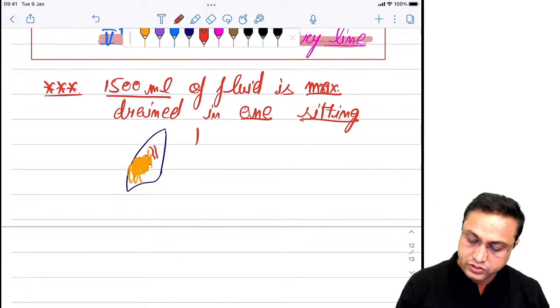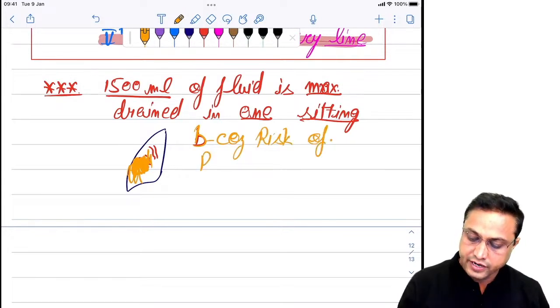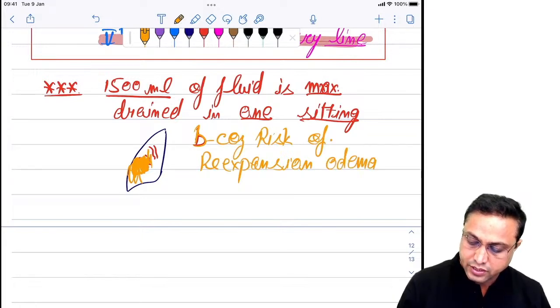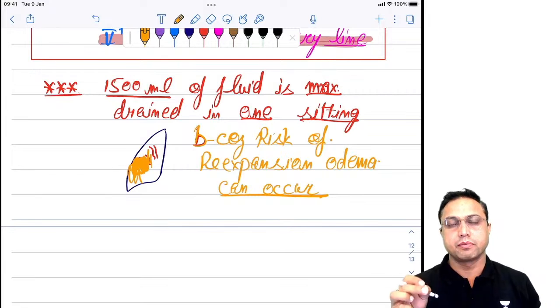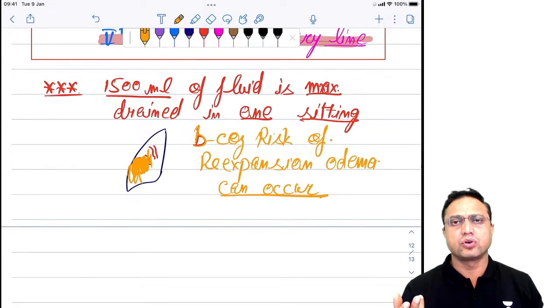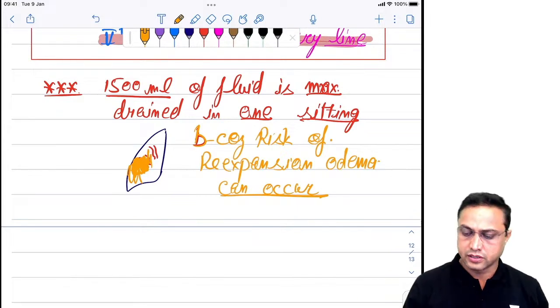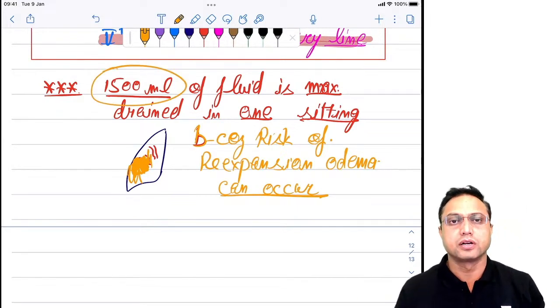So, I am writing over here, because of the risk of re-expansion edema. There is always a risk of re-expansion edema. That's why up to 1500 ml is the safest. You can also go for 2000 ml, but it is quite risky. So the guideline is that only up to 1500 ml of fluid needs to be drained in one sitting to prevent the risk of re-expansion edema.